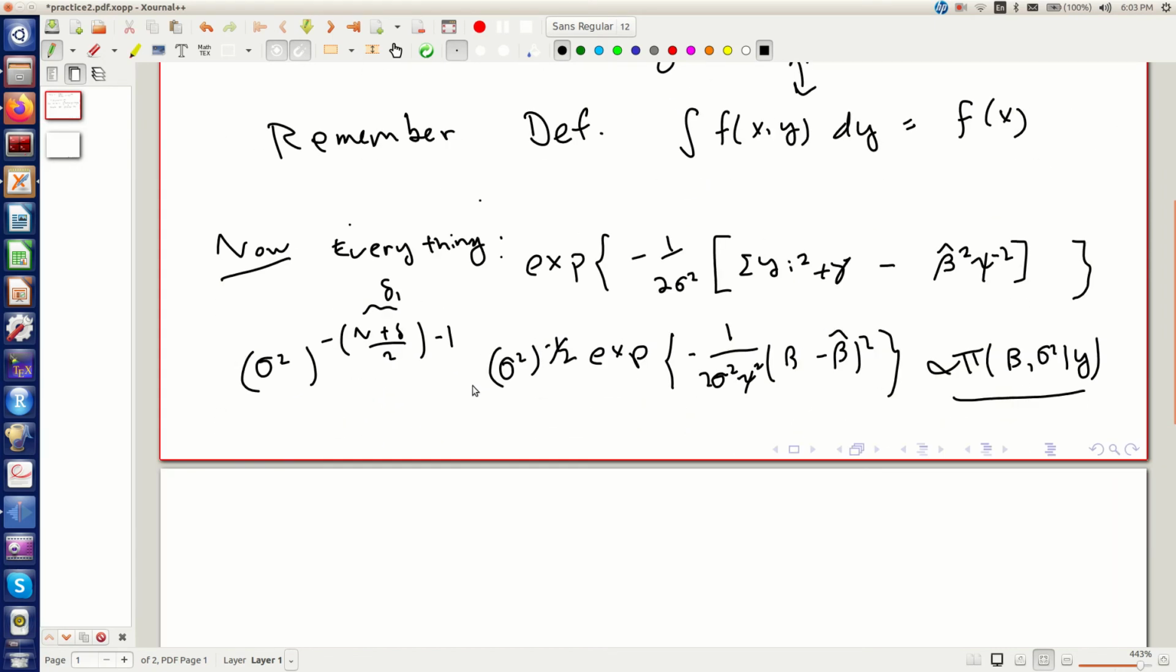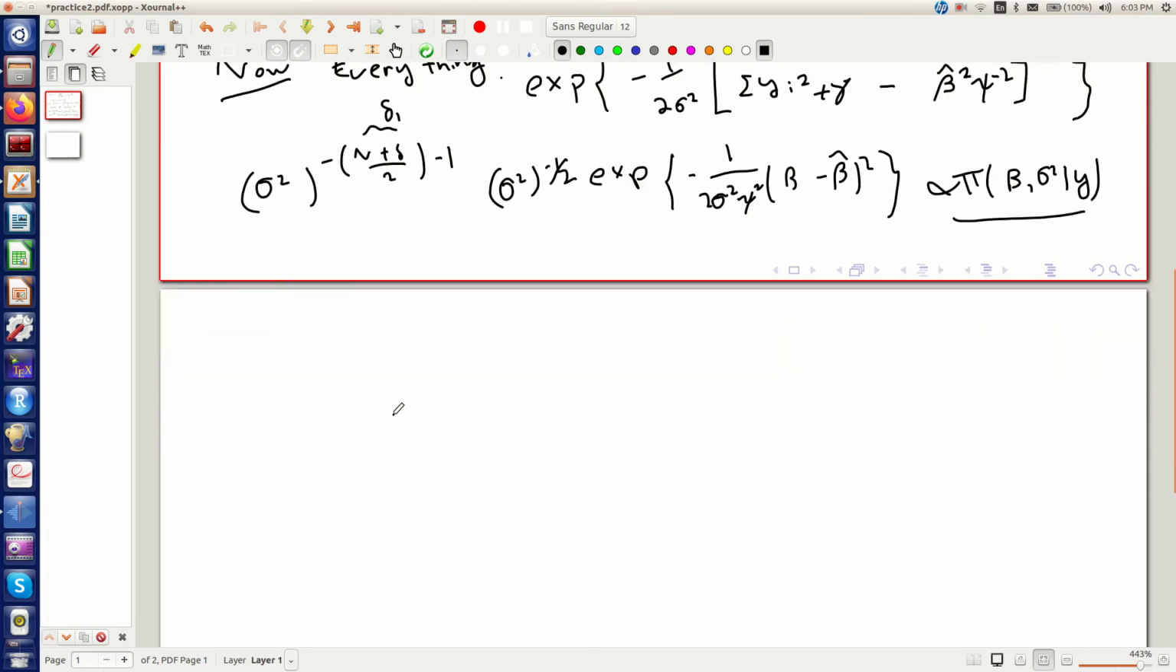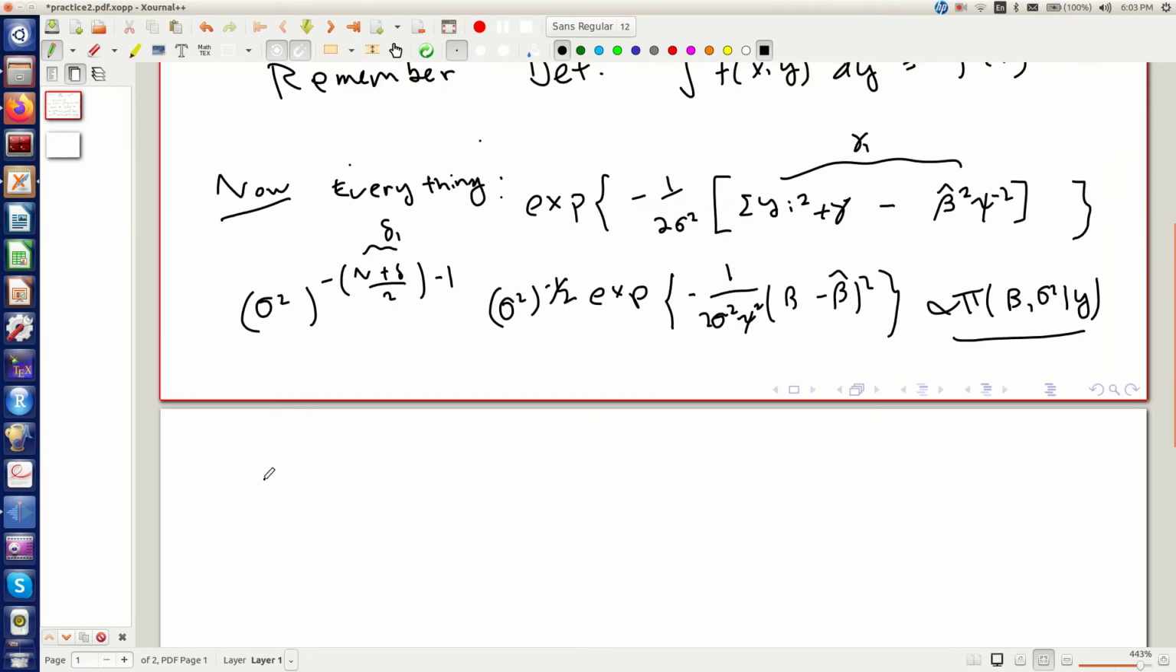Okay, now with this, I'm going to refactor everything so that I can integrate it easily, because you can see I kind of have an inverse gamma distribution already. There are new parameters I want to define though, to make it easier for me. Down here, I'll rewrite this stuff a little bit. Okay, so I got something like this.